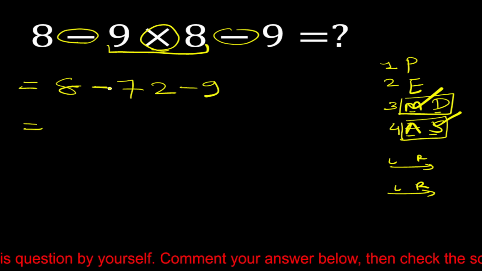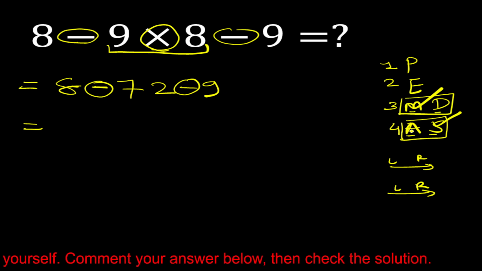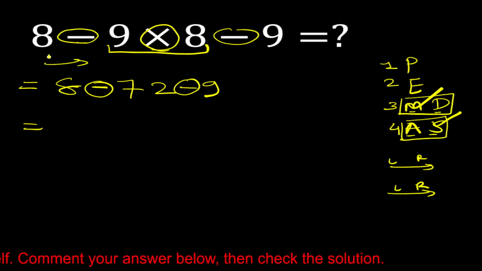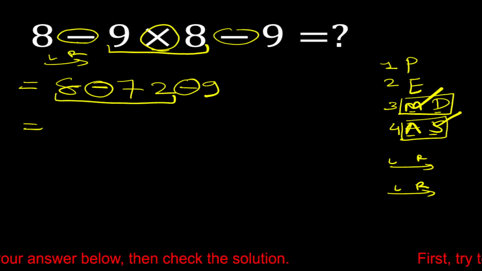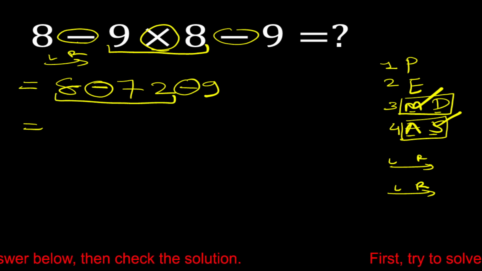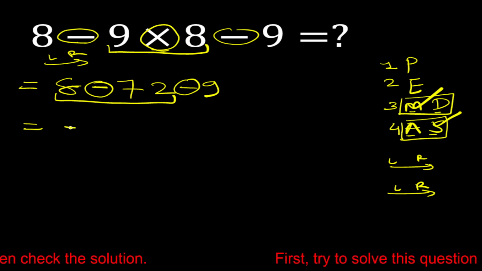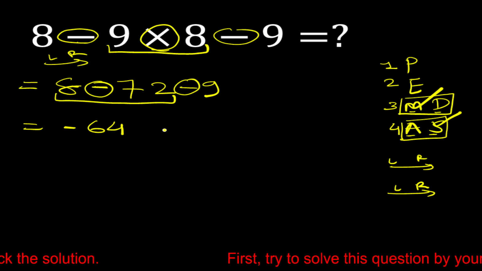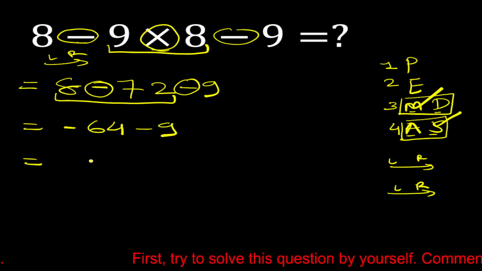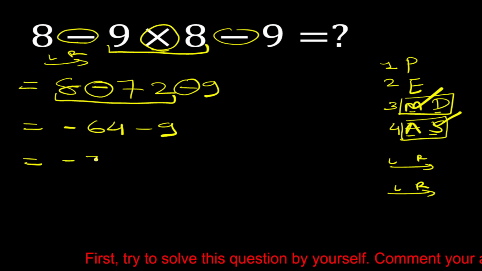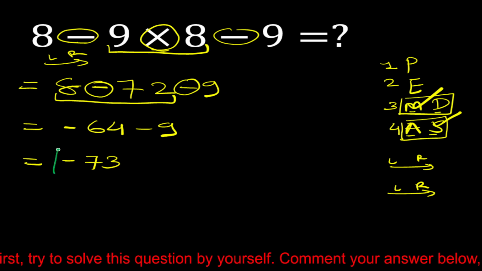Okay. So now here is one subtraction and here is one subtraction. So both have equal priority. So we have to solve it from left to right. So first we have to solve this part. Okay. So now 8 minus 72 is equal to minus 64 minus 9. Now minus 64 minus 9 is equal to minus 73. Okay, so the correct answer is minus 73.